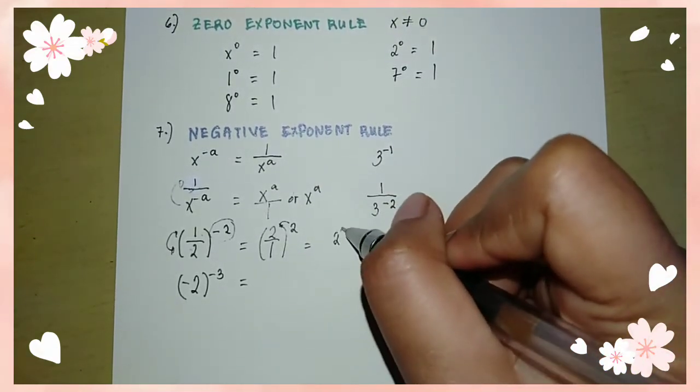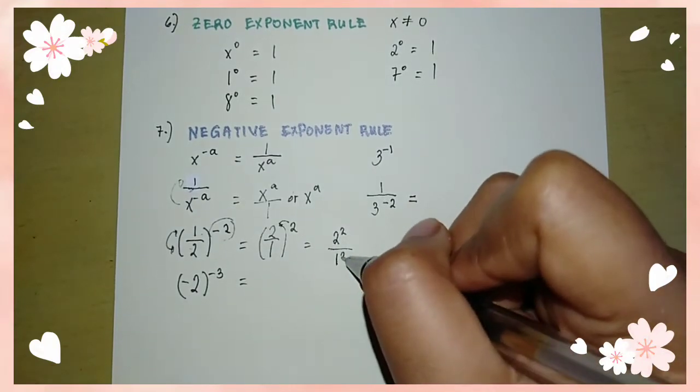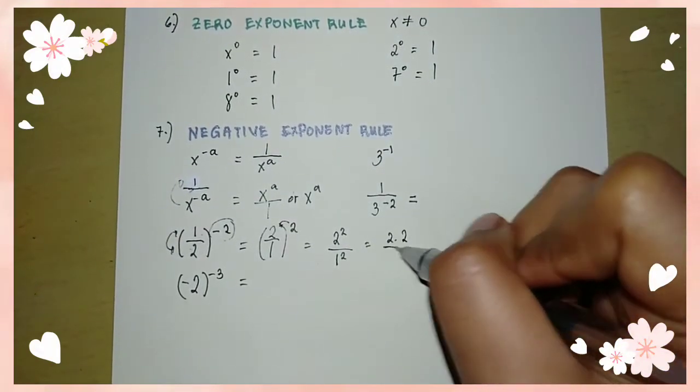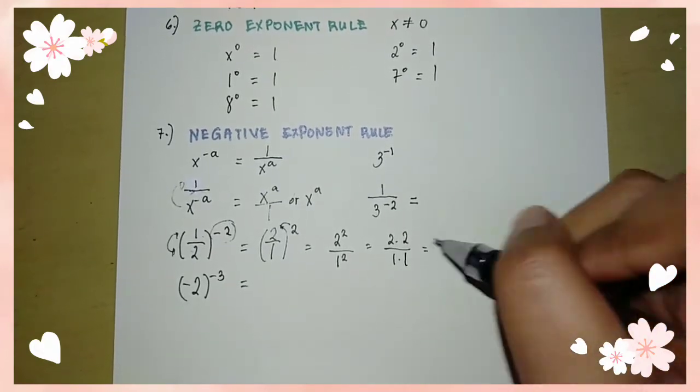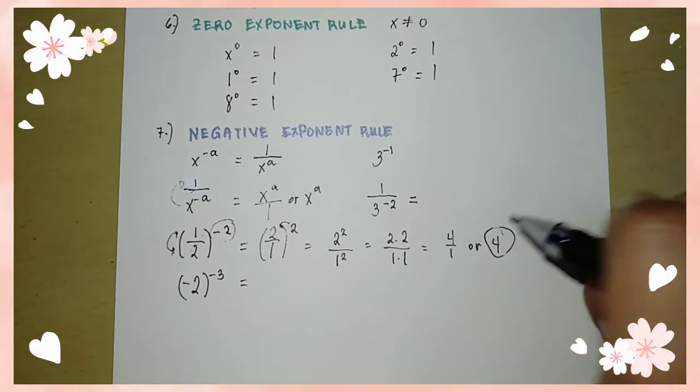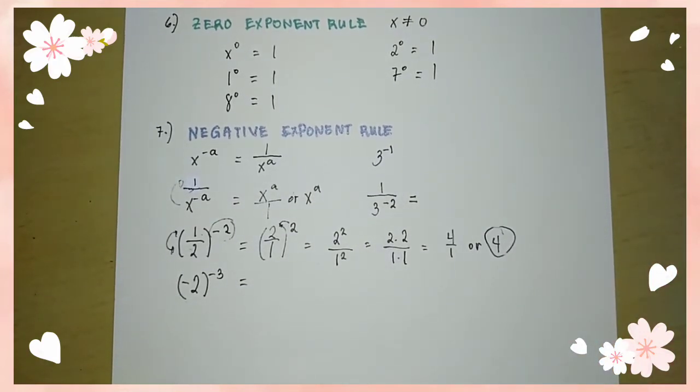So, we have 2 raised to 2 and 1 raised to 2, tama? And then, expand 2 times 2 over 1 times 1. Then, the answer is 4 over 1 or 4 only. So, yun na yung magiging sagot natin. Ganun lang siya kasimple. Okay?